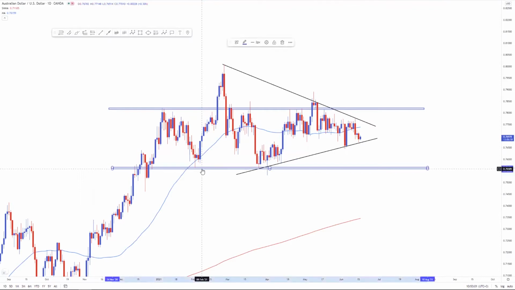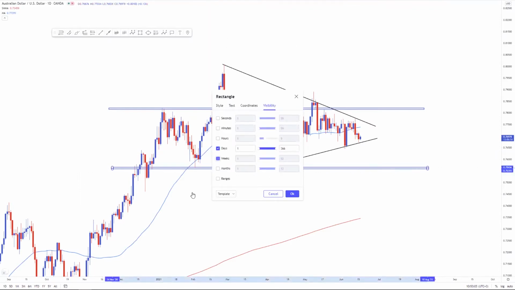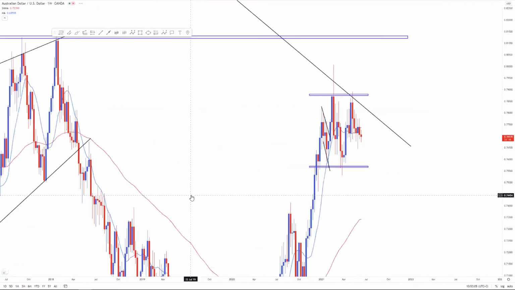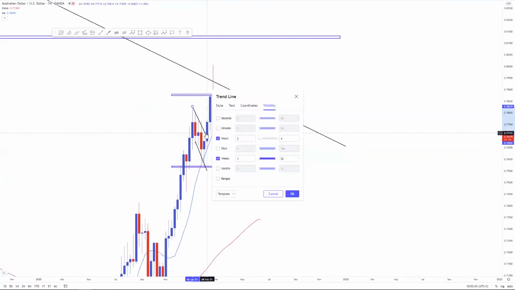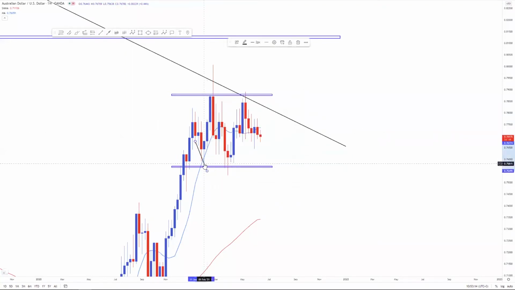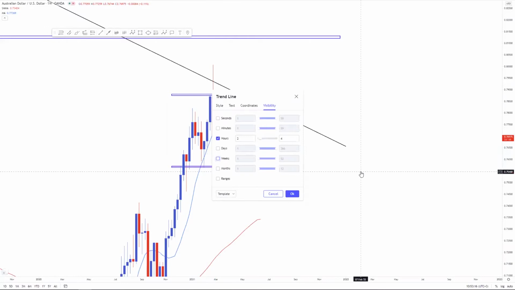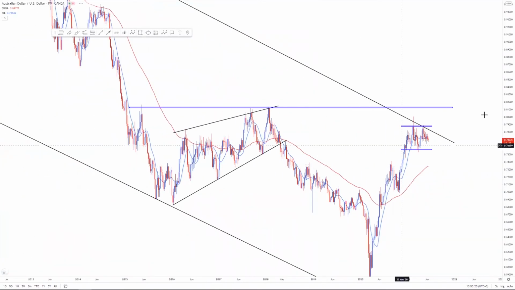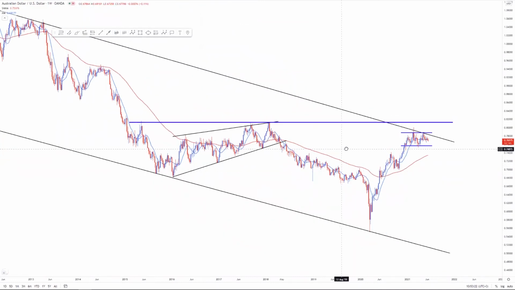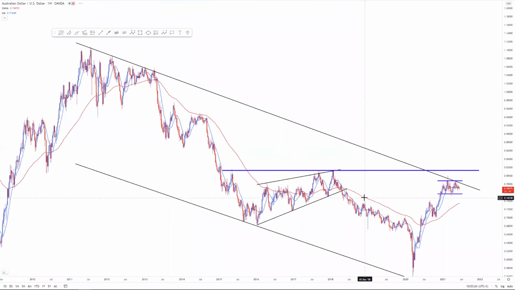Weekly, so let's go to the weekly. Oh yeah. So pay attention to this. Look at the long term. Never forget the long term. And zoom it out. This trend line, okay?